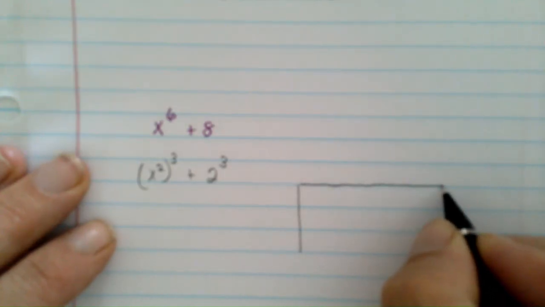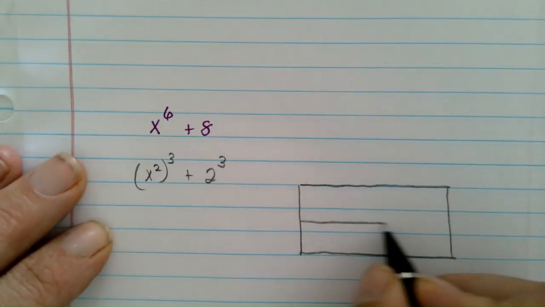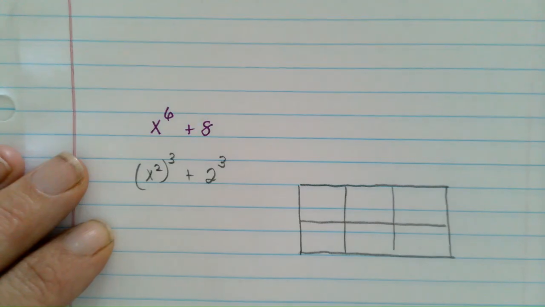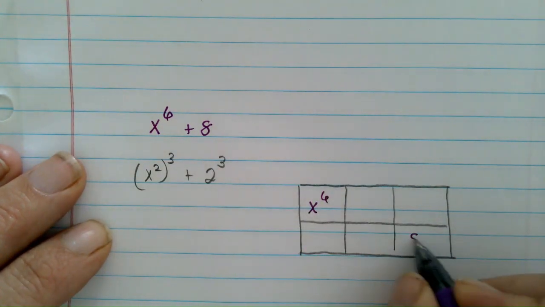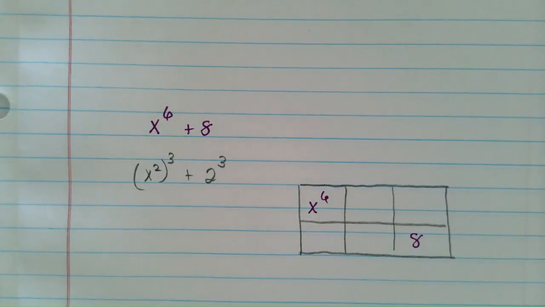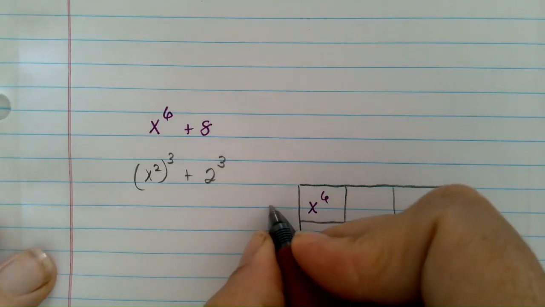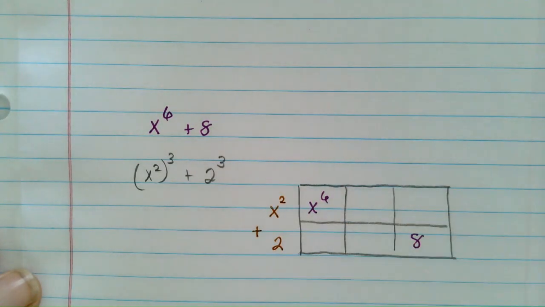So again, we know we need that rule, but we don't like memorizing the rule, so we're going to do a 2 by 3 grid. We know we're starting with x to the 6th and 8, and we know everything else needs to cancel out. We know that this is x squared to the third power. We know that this is 2 to the third power. All right.